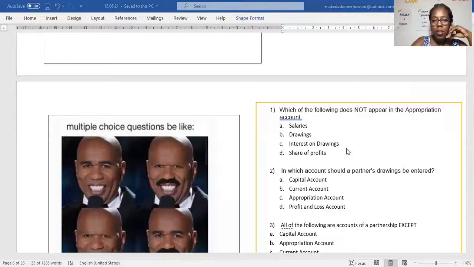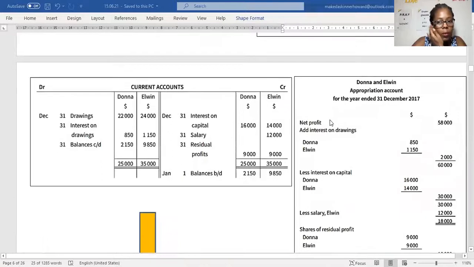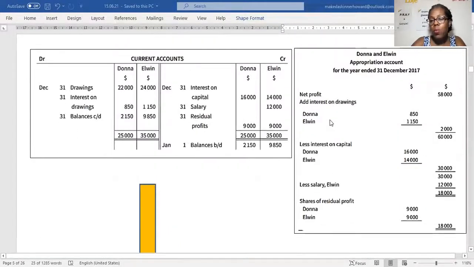So number one, which of the following does not appear in the appropriation account? And this required you to remember what the appropriation account looks like. All right. So let's just go up quickly, do a quick look. And this is generally what the appropriation account will look like. There may be more names, but you have your drawings, you have interest and capital, you have salary. Okay, so those are the three main things that you will either add or deduct accordingly.